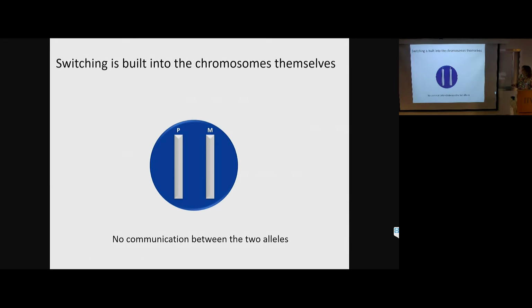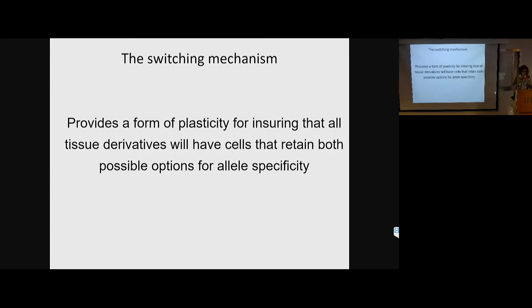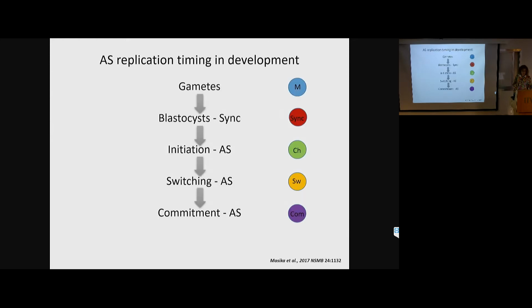So indeed, we decide that switching is built into the chromosomes themselves, and you don't need communication between the two alleles. They will switch each chromosome on its own. So why do we think switching occurs? We don't know, but we think it provides a form of plasticity to ensure that all tissue derivatives will have the cells that retain both possible options for allele specificity.